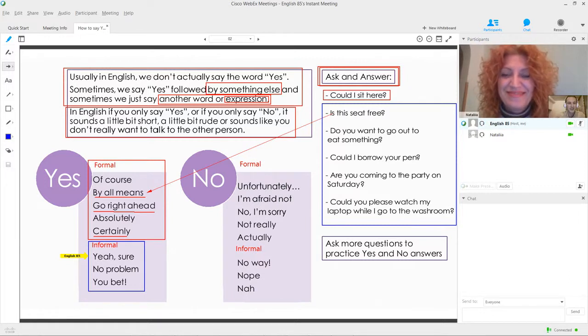Okay, is this clear about yes? Okay, very good. Let's take a look at the next one. So we have no. We have formal no and informal, so you know the difference. Let's read about formal no.